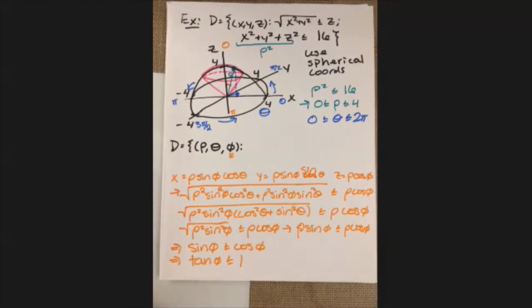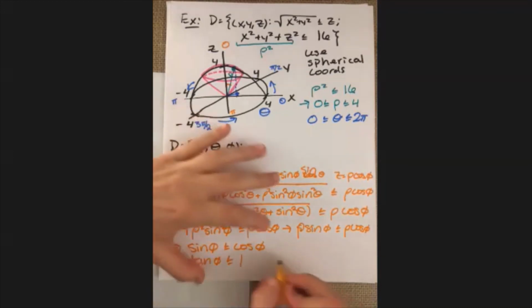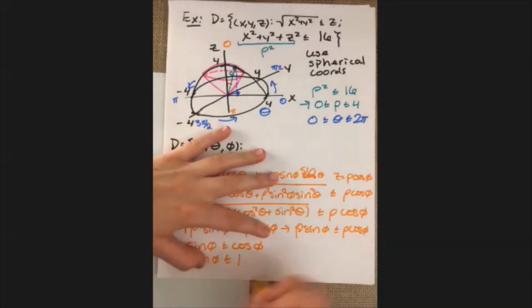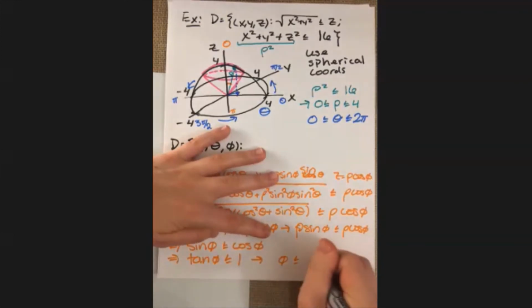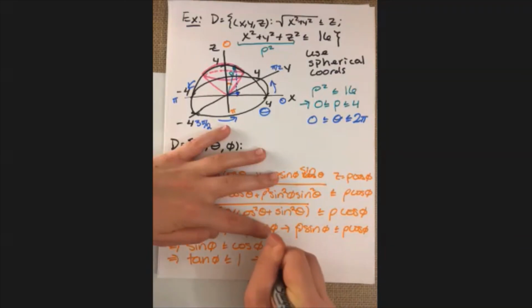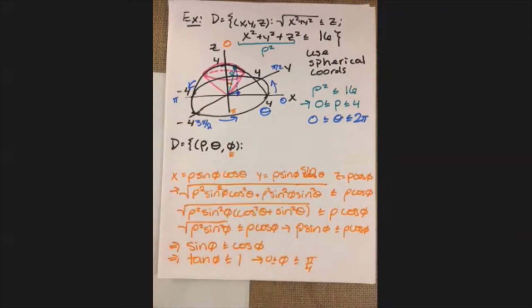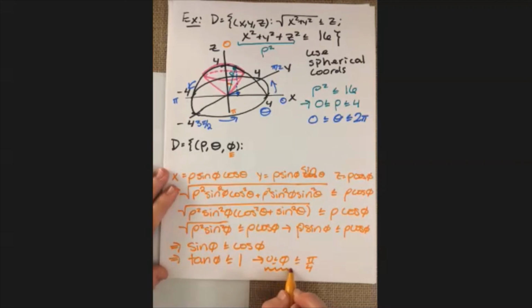Okay. So now at this point, I'm going to think about where on the unit circle tangent is less than 1. Well, that's only when your angle is less than pi over 4. So I know then that phi has to be less than or equal to pi over 4. I also know that I want that to be greater than or equal to 0, so I'm just going to tack that on there. And this would be my restriction for phi.